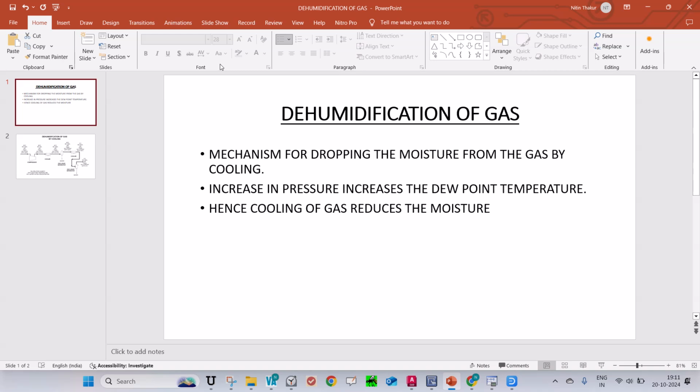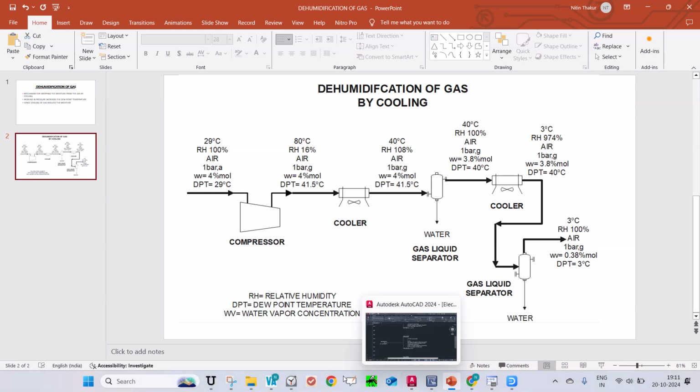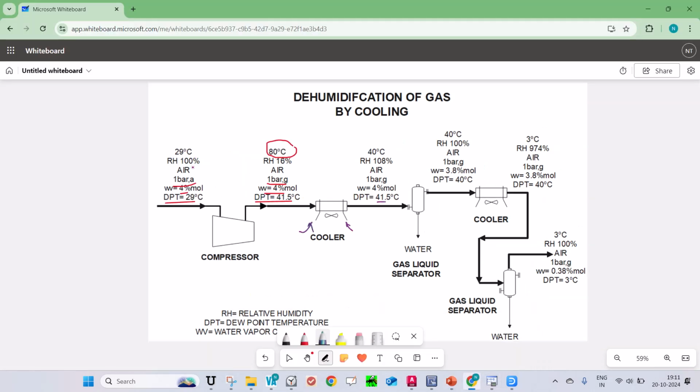Now let's jump into what the process is. We'll take an example. In this example, we are taking air from ambient at 29 degrees C. The relative humidity is 100%, and the pressure is 1 bar absolute.